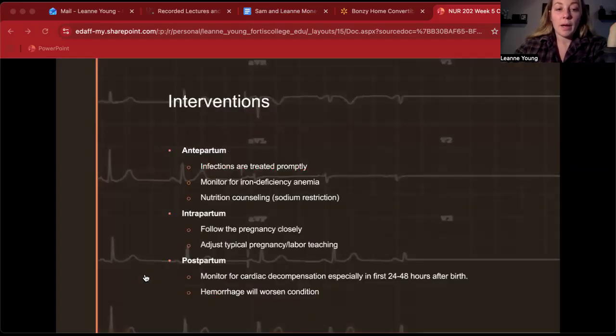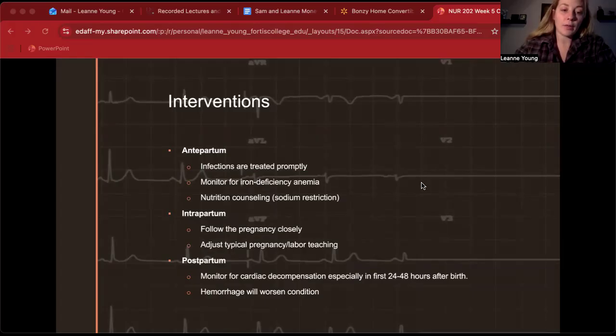Our interventions in antepartum, if they develop an infection, it's going to be treated promptly because that can put some stress on the heart and cause their condition to worsen. We're also going to monitor for iron deficiency anemia, which can go hand in hand with any type of cardiovascular disorder. And these patients are going to be sent to a nutritional counselor to be on a sodium restricted diet to help lower their blood pressure and ensure that they're well regulated.